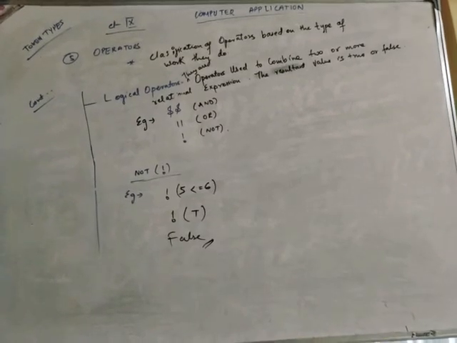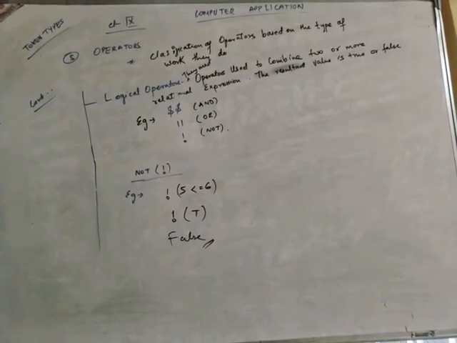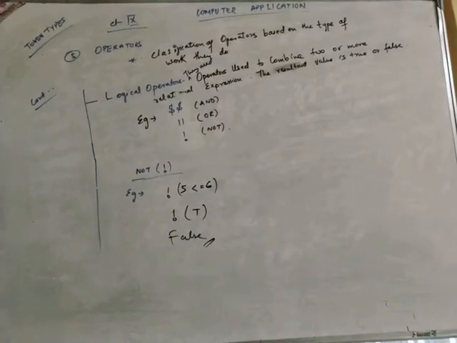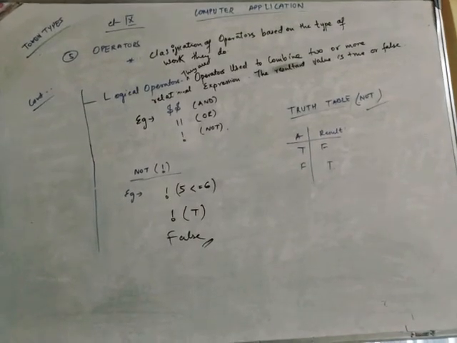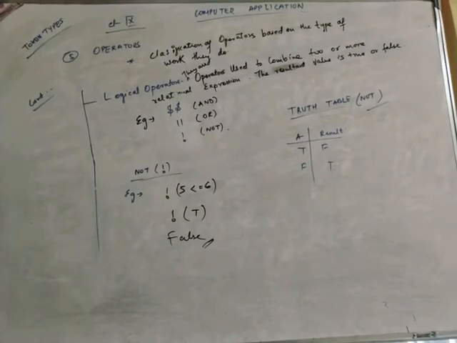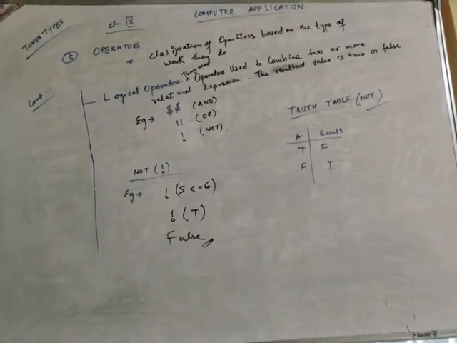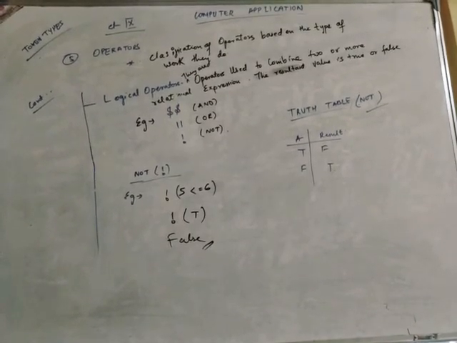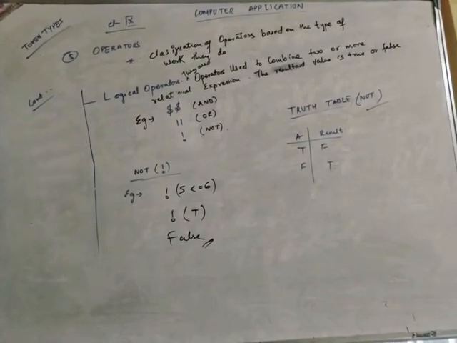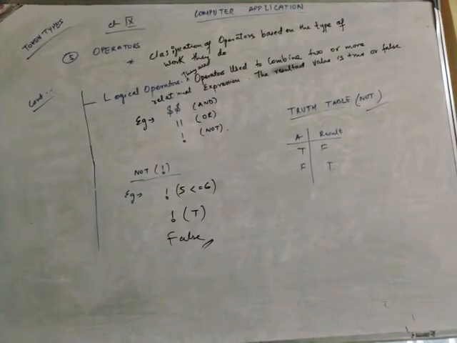For example, let's do the truth table. What happens is NOT: if it is true then it will give you false, if it is false it will give you true. This is how your NOT operator works. So there are 3 basic types of logical operators: AND, OR, and NOT. Clear? Understood all of you? This is about your logical operators.